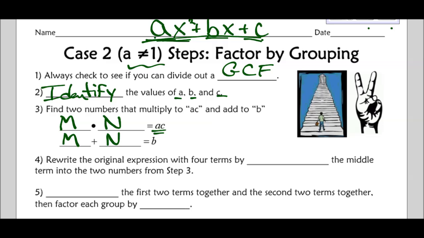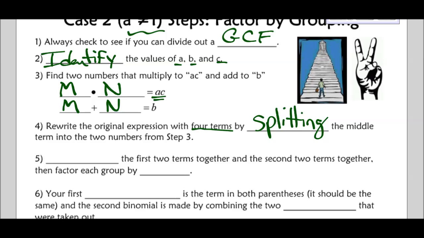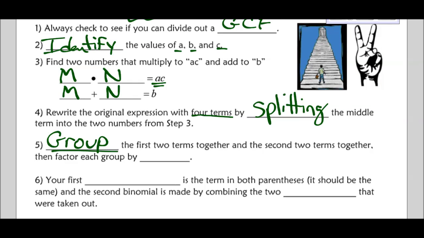We're going to rewrite the original expression with 4 terms instead of 3. And that's going to happen by splitting the middle term. These are really steps that you're going to go back to once you start practicing this. This is not going to make a whole lot of sense right now. We are going to group the first 2 terms. That's what I mean by factor by grouping. This is the grouping part of it. And group the second 2 terms, and then factor each by using the GCF.